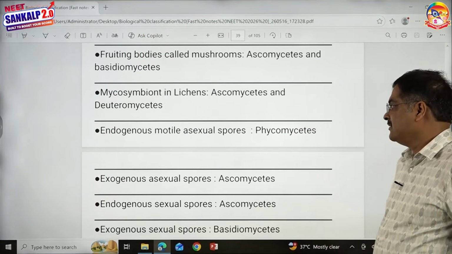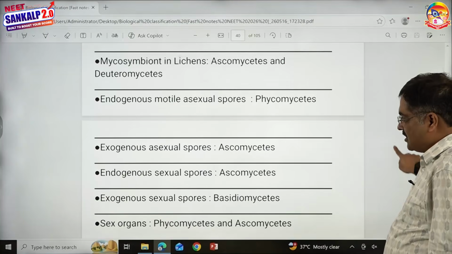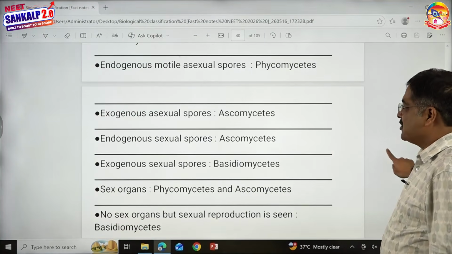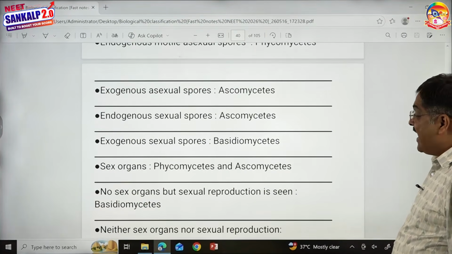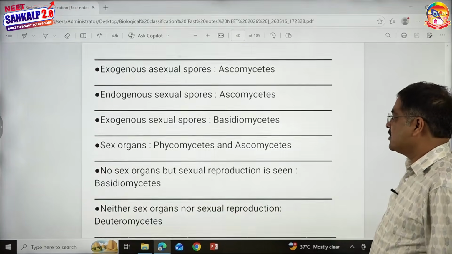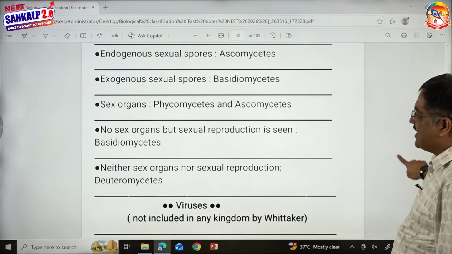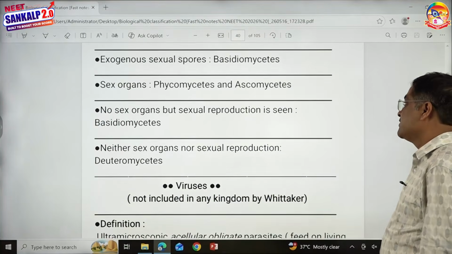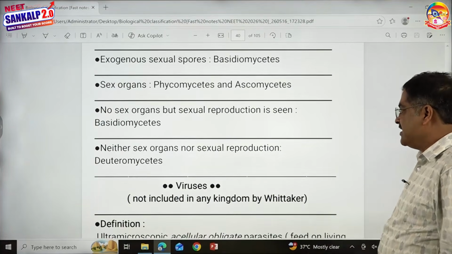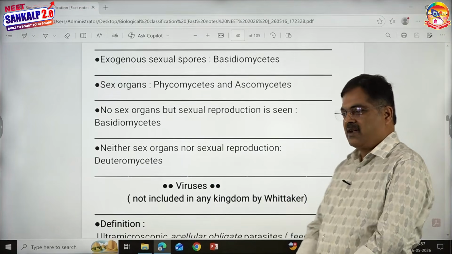I made a mistake here. All right. So endogenous motile asexual spores, phycomycetes. Exogenous asexual spores, ascomycetes. Endogenous sexual spores, ascomycetes. Exogenous sexual spores, basidiomycetes. Sex organs are seen in phycomycetes and ascomycetes. No sex organs, but sexual reproduction is seen, basidiomycetes. Neither sex organs nor sexual reproduction, deuteromycetes.